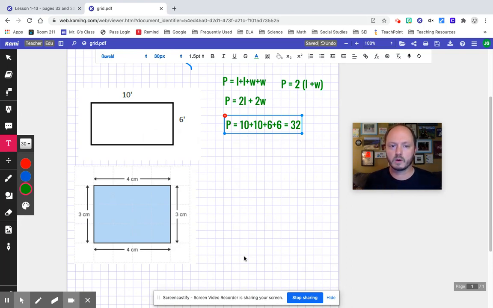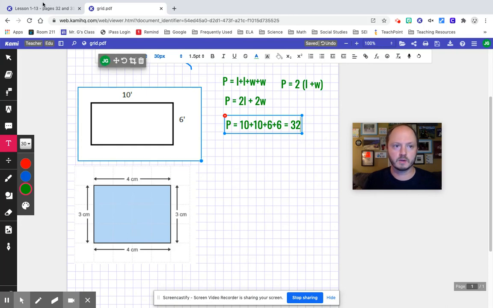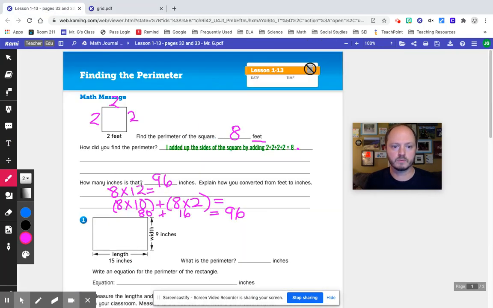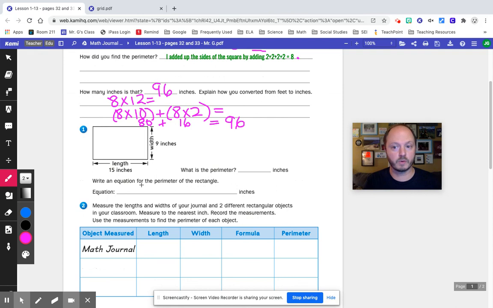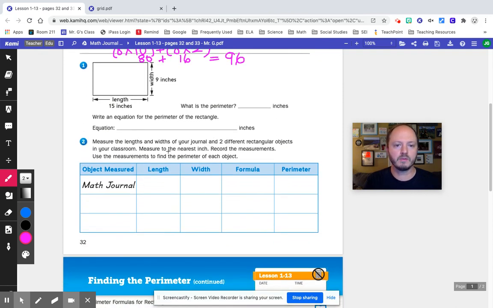I want you to work on at the very least the first page, page 32 of this lesson. Kind of done some work for you already. And part of it is measuring different things in, well, it says your classroom, but you can obviously do this at home. So measure some rectangular objects and find the perimeter. And you can certainly round off the numbers to make it a little more easy, or just find objects that are easy to work with rather than having partial numbers.